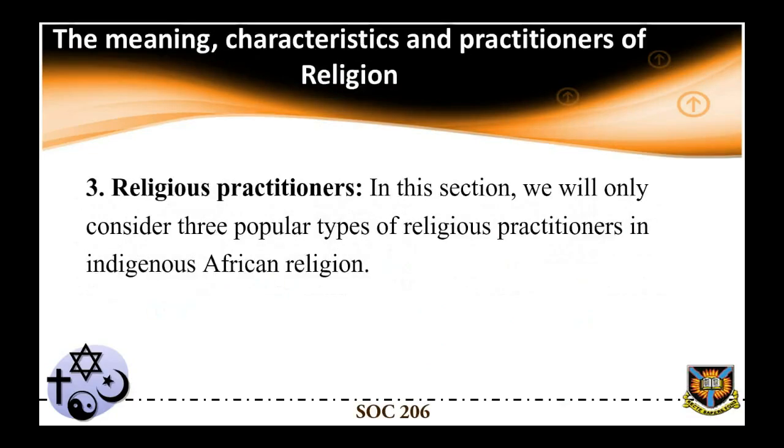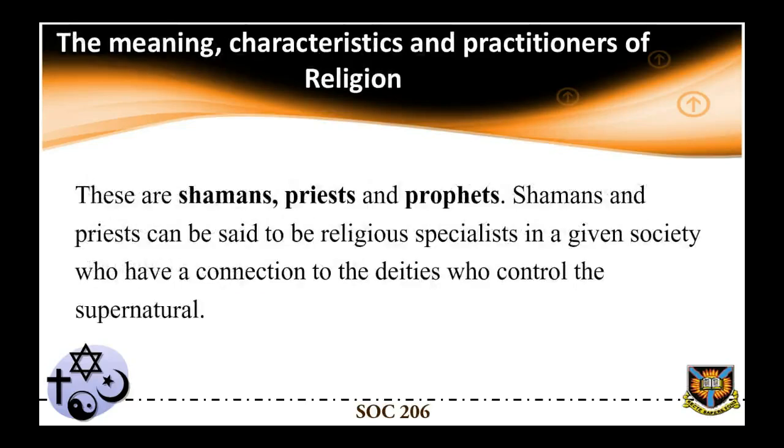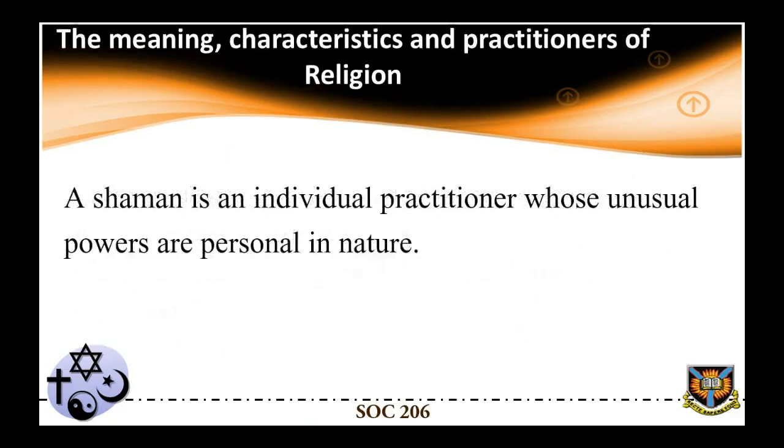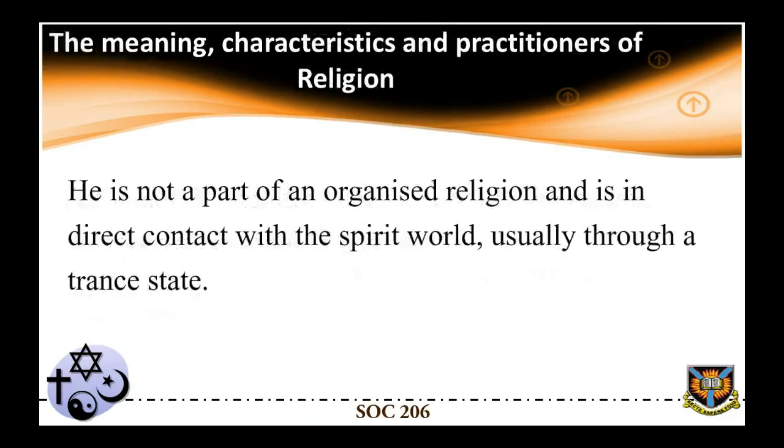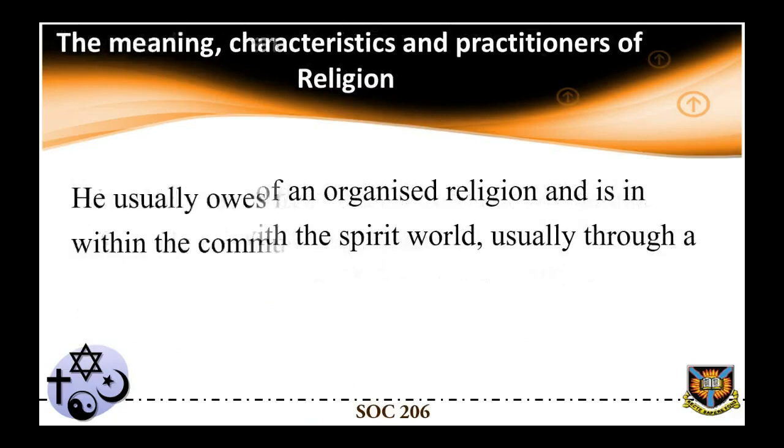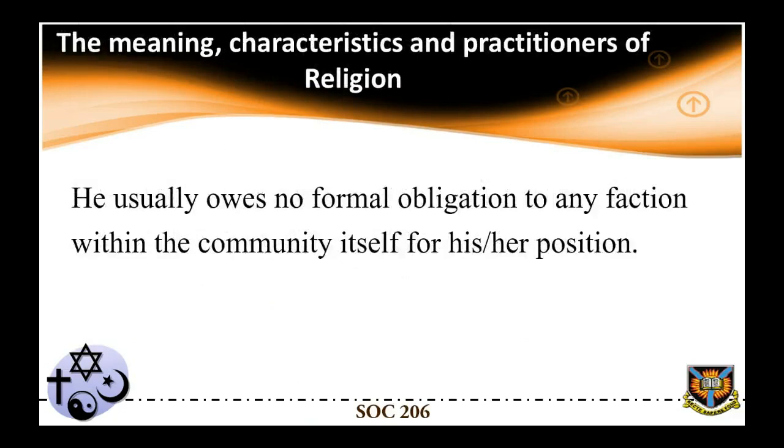Religious practitioners. In this section, we will only consider 3 popular types of religious practitioners in indigenous African religion. These are shamans, priests, and prophets. Shamans and priests can be said to be religious specialists in a given society who have a connection to the deities who control the supernatural. A shaman is an individual practitioner whose unusual powers are personal in nature. He is not part of an organized religion and is in direct contact with the spirit world, usually through a trance state. He usually owes no formal obligation to any factor within the community itself for his or her position.